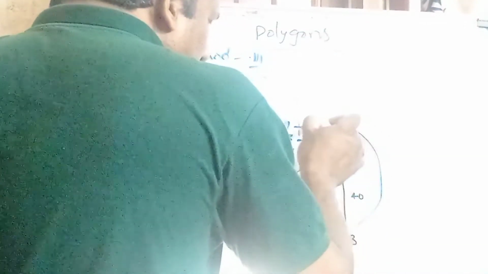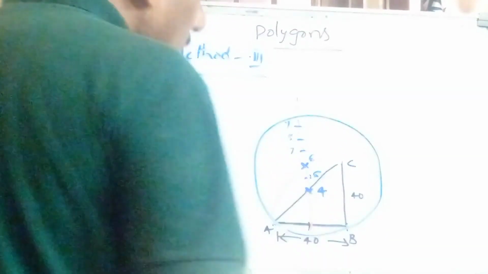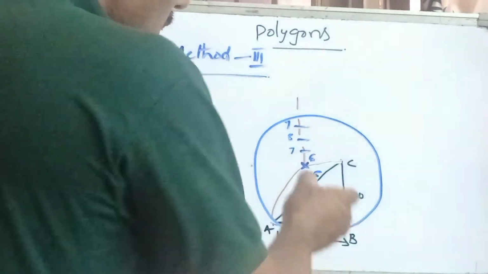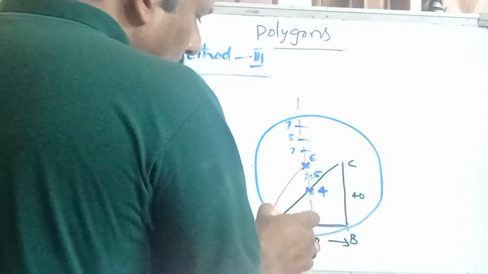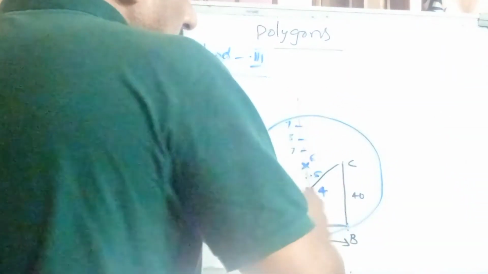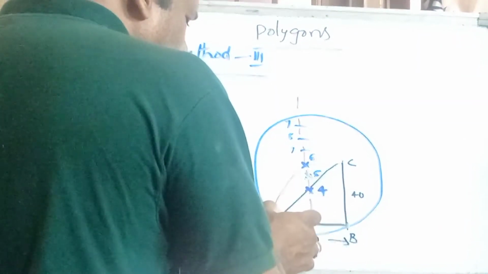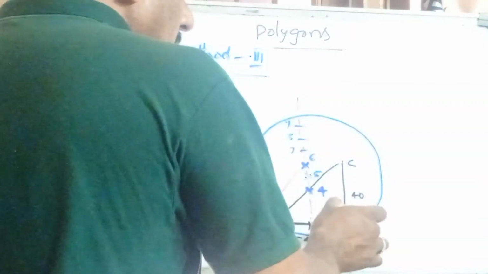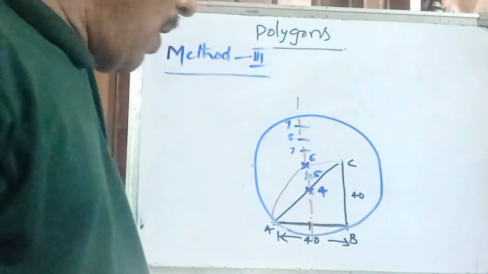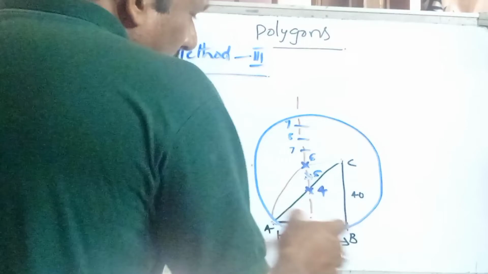Draw a circle. 5 is the center, up to A or B is the radius. No need to go for any measurement. Just blindly keep 5 as the center, up to A is the radius, draw a circle, and automatically B touches the circle.